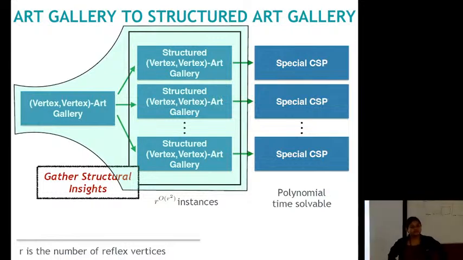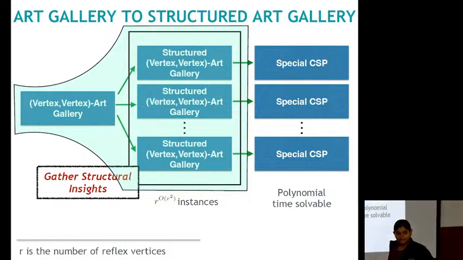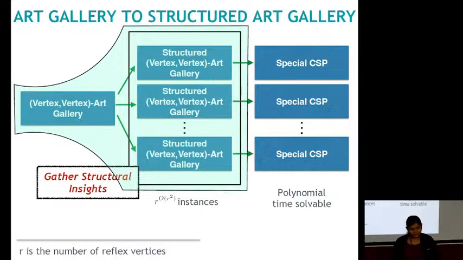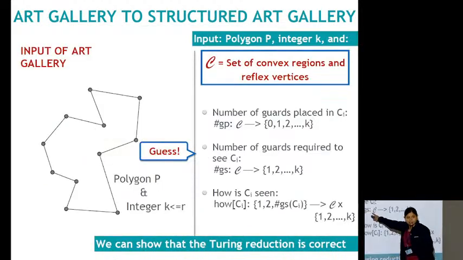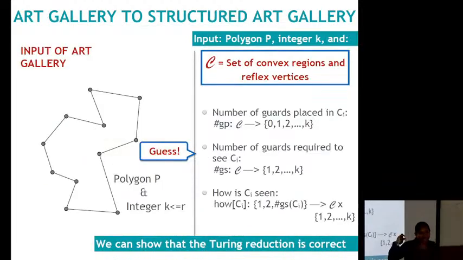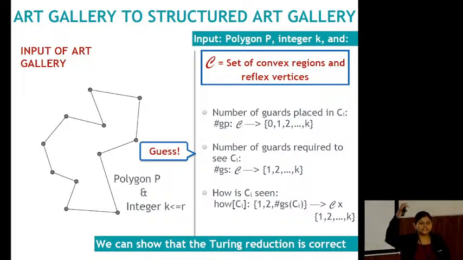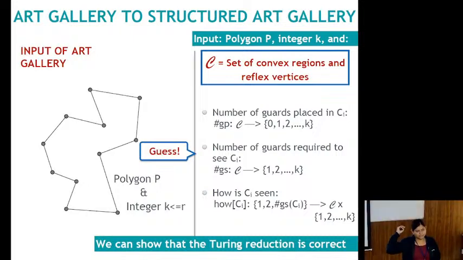Yes? Sorry, so GS guesses which Ci sees Cj? Just a moment. So you mean GS? Yeah. It tells you how many guards are required to see the convex region or a reflex vertex. Okay?